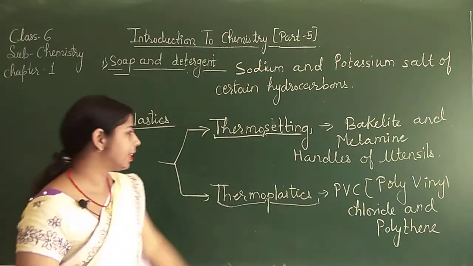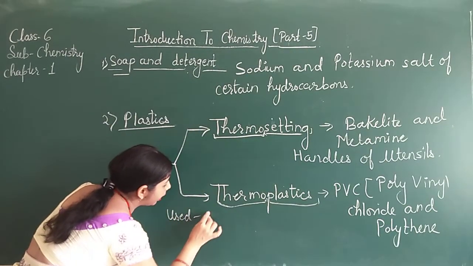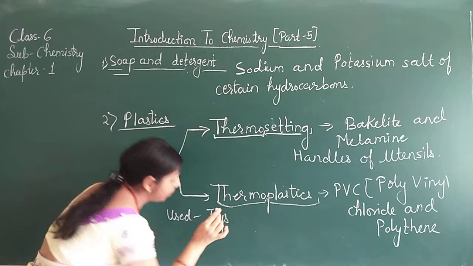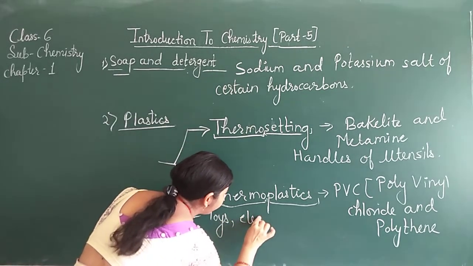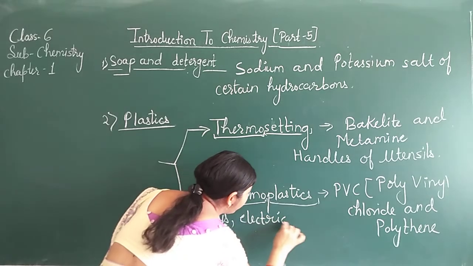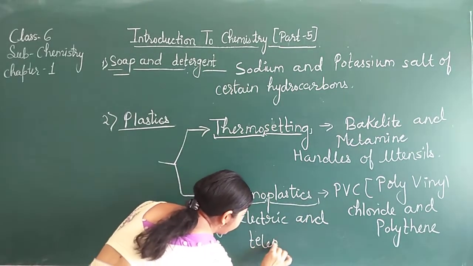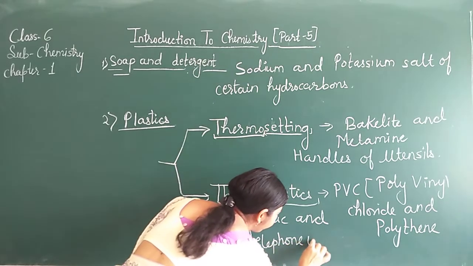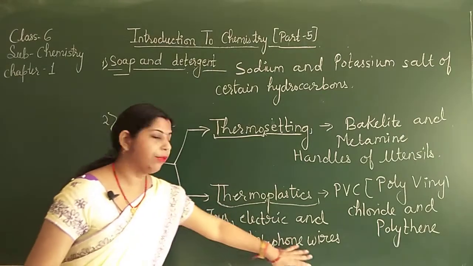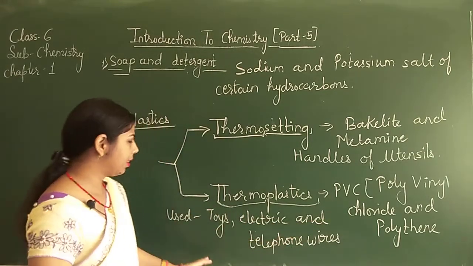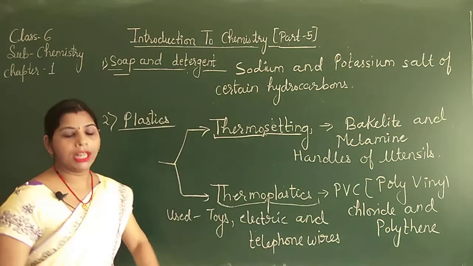This type of plastic is used for making toys. It is also used for making electric and telephone wires. Toys, electric and telephone wires, and most things are made of polythene. I have written polythene over here. So this is about polythene.